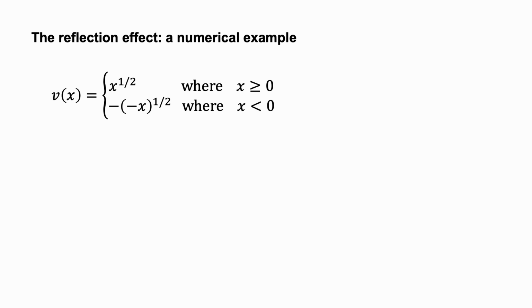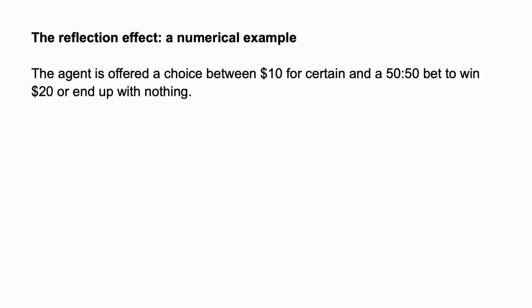Suppose an agent has a value function that expresses the reflection effect with the outcomes in either direction subject to a power of 1/2. The value of outcome x equals x to the half where x is greater than or equal to 0, and it equals negative minus x to the half where x is less than 0. The agent is offered a choice between $10 for certain and a 50-50 bet to win $20 or end up with nothing. We calculate the value of each option by substituting the outcomes into the value function.